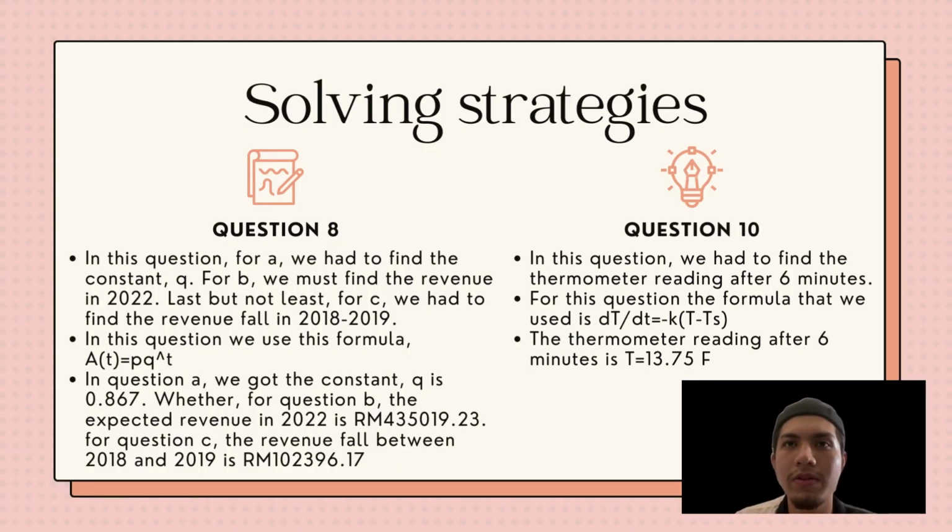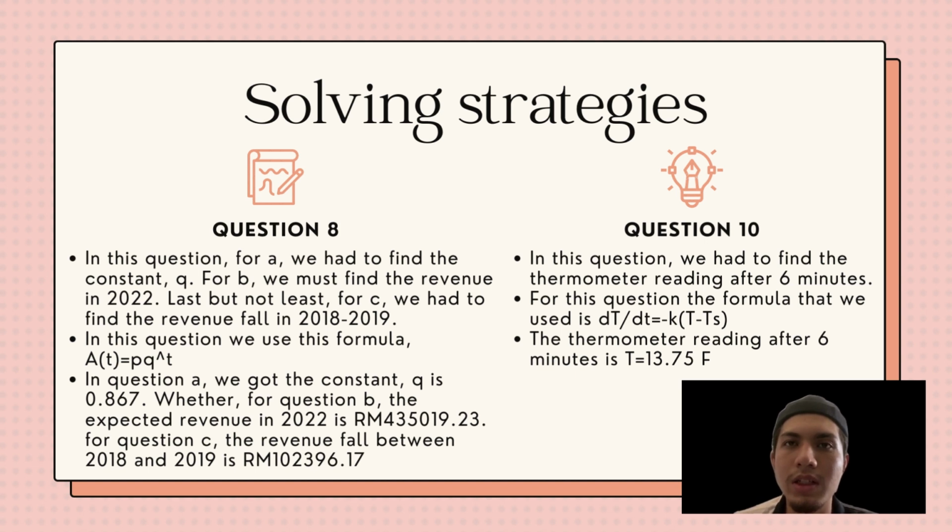Assalamualaikum, we move to solving strategies. In this part, we compare the strategies for question 8 and question 10. Firstly, for question 8a, we had to find the constant Q, and for question 8b, we must find the revenue in 2022. For question 8c, we had to find the revenue fall between 2018 and 2019. Second, in this question, we use the formula A(t) = PQ^t.